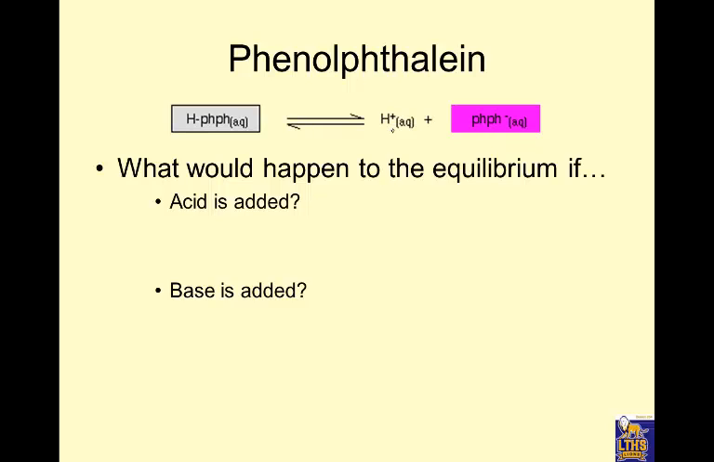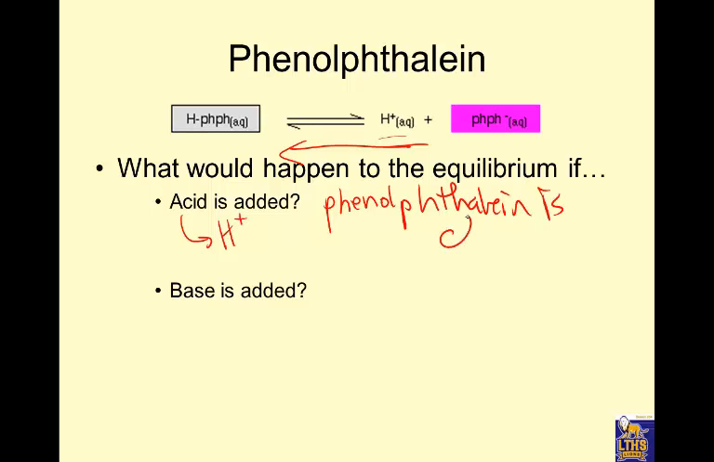Okay. What would happen to the equilibrium if we add acid? Well, acid means adding H+. If we add H+, we stress out this side and it's going to shift away. So phenolphthalein, isn't that a funny word, is clear in acid.